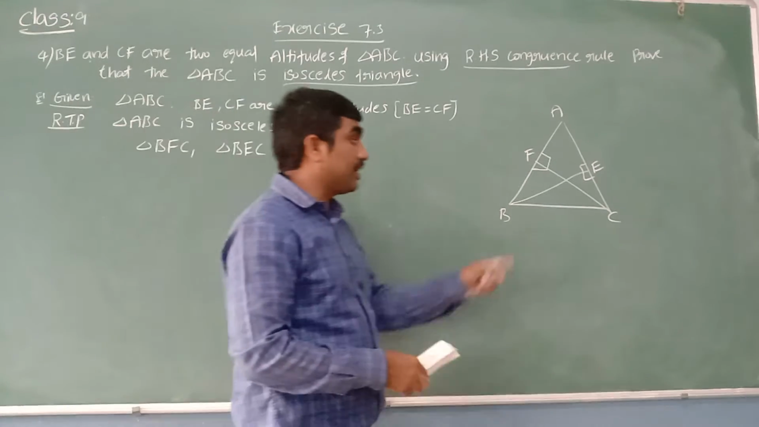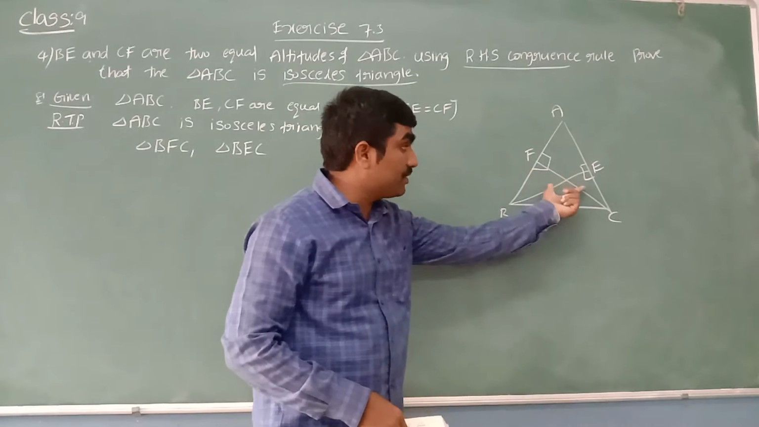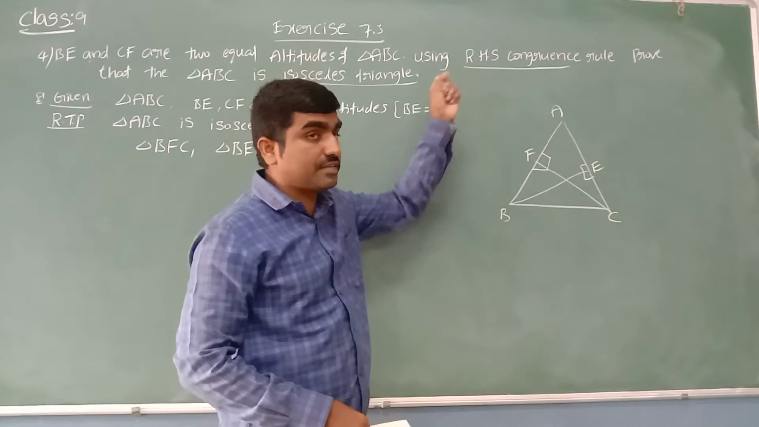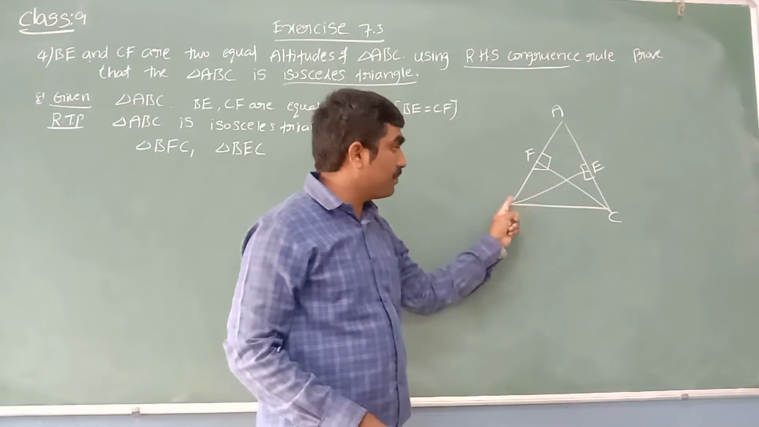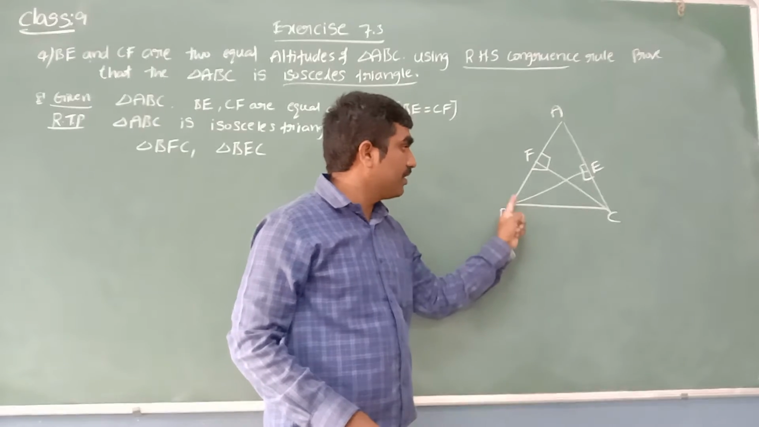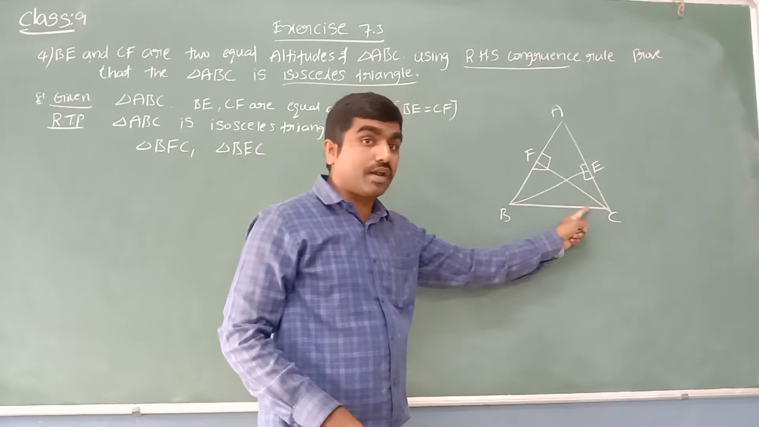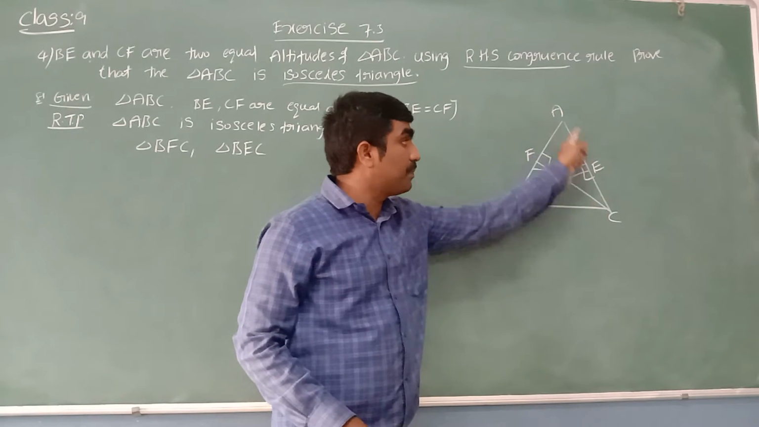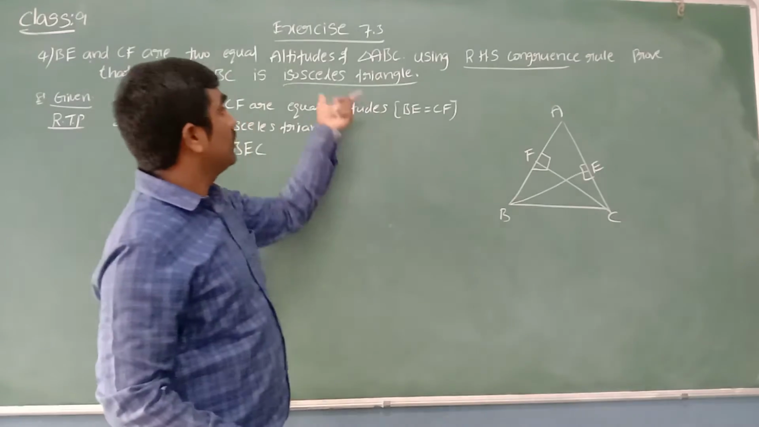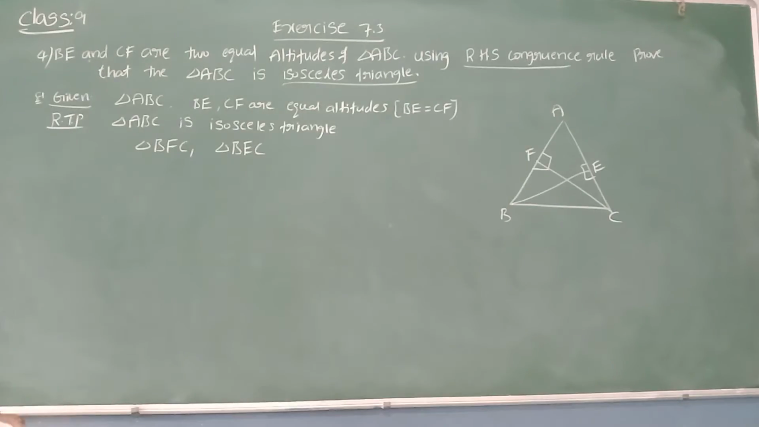I am taking two right angle triangles. I want to prove that these two right angle triangles are congruent by RHS. Why? Because once FBC and ECB are congruent, angle B and angle C will become congruent. Once angle B is equal to angle C, we can say that their opposite sides are equal, so that we can prove the triangle is isosceles.